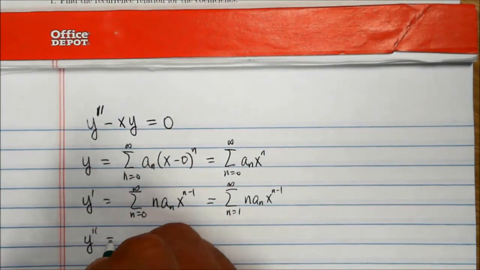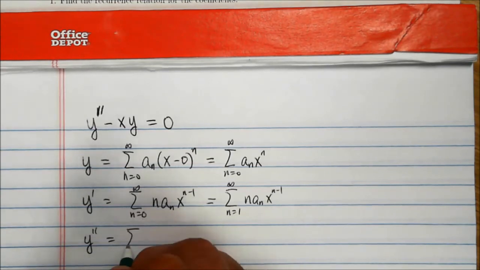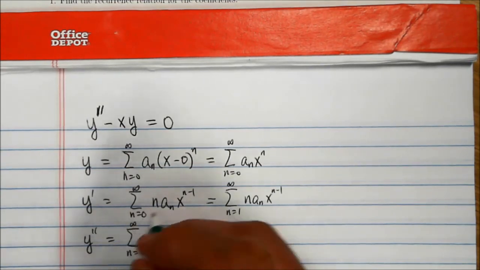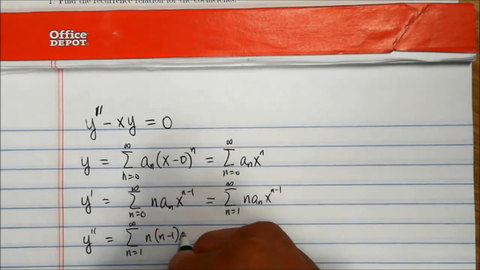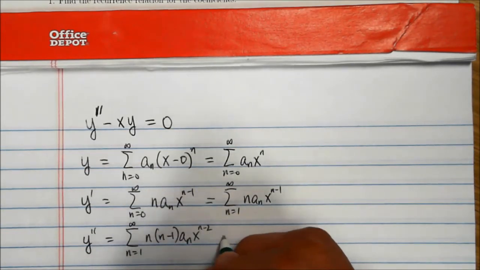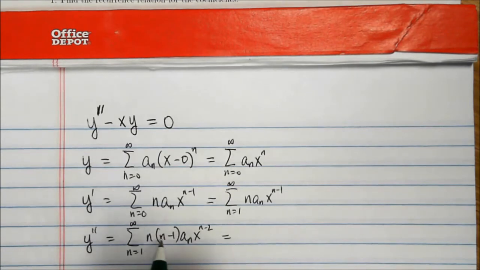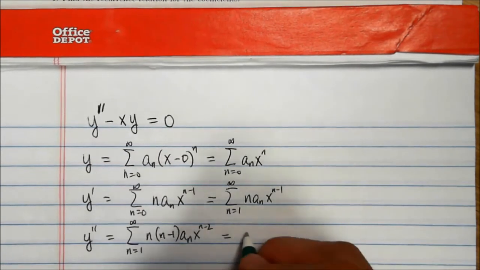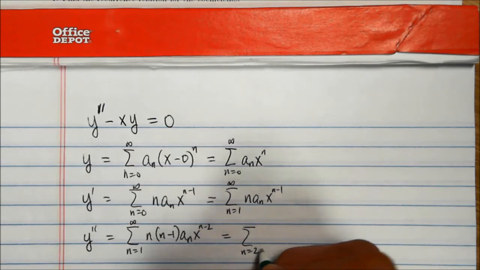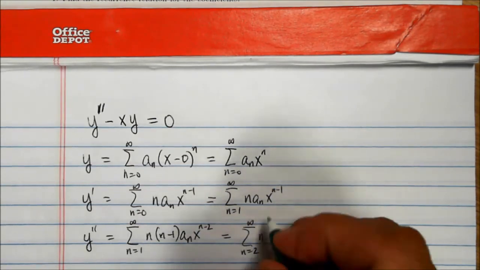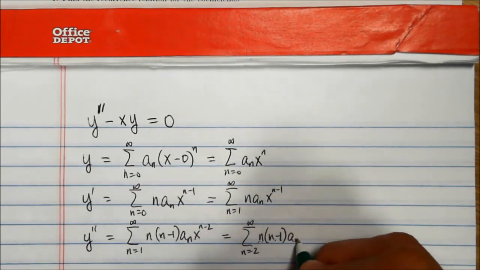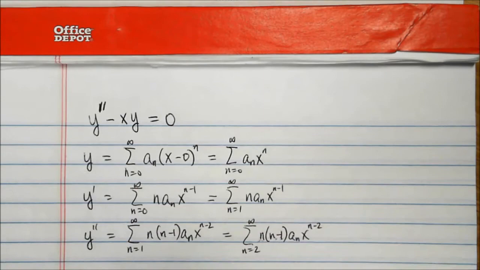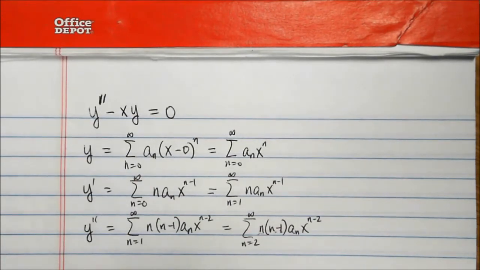Y double prime, of course, is going to be needed. That's equal to summation n equals 1 to infinity. If I take the second derivative, I get n times n minus 1, a sub n x to the n minus 2. Again, if n equals 1, then I get 0 from this part, so I can start this sum on n equals 2. And there won't be any problem, because if n equals 0 or n equals 1, then this first part gives me a 0. So that's y double prime.